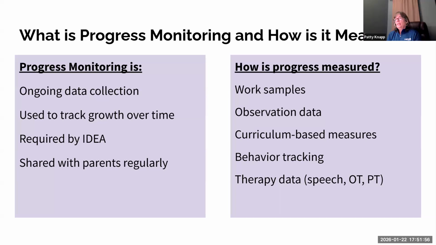Progress monitoring. So what is progress monitoring and how it's measured? So progress monitoring is ongoing data collection. It's used to track growth over time. So there'll be progress collected after each marking period. It's required by IDEA, and it's shared with parents regularly as those marking periods are completed. Then that information is shared out. How is progress measured? So it's done through work samples, observation data, curriculum-based measures, behavior tracking, therapy data. So all those data points are analyzed and used to identify the progress made for each goal.